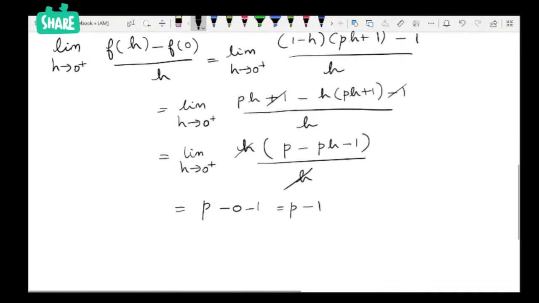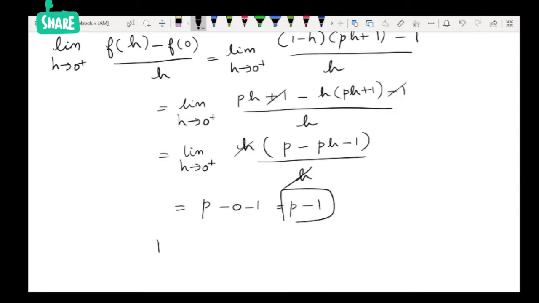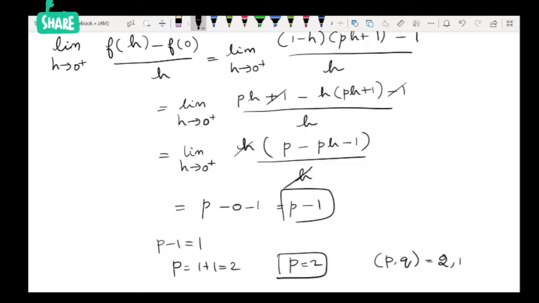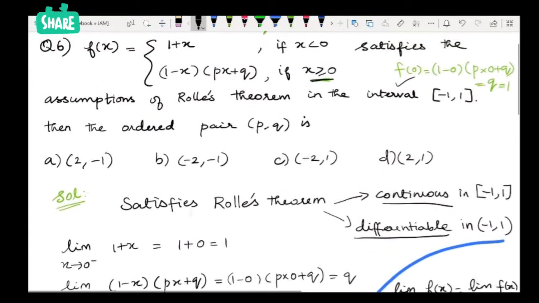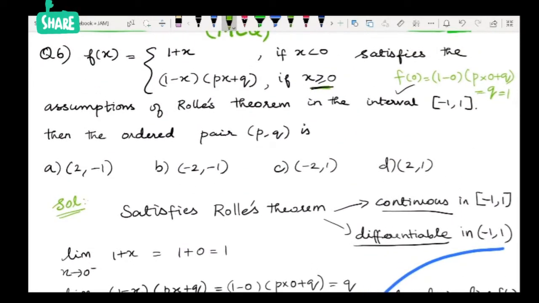So let's equate that to the left hand limit. So it will be p minus 1 equal to 1, so p will be 2. So the pair p comma q will be 2 comma 1. Let's check that with the answers given. 2 comma 1 is option D. So option D is the correct answer.